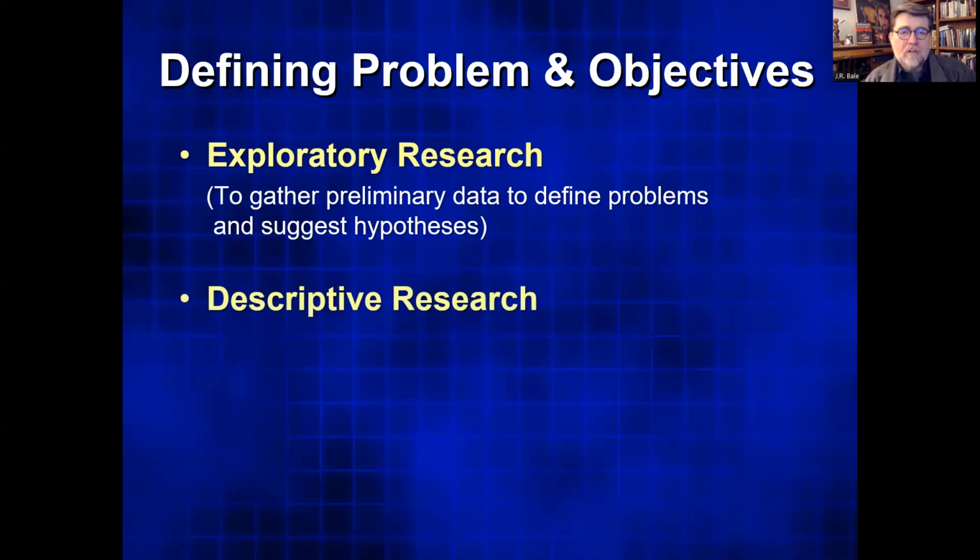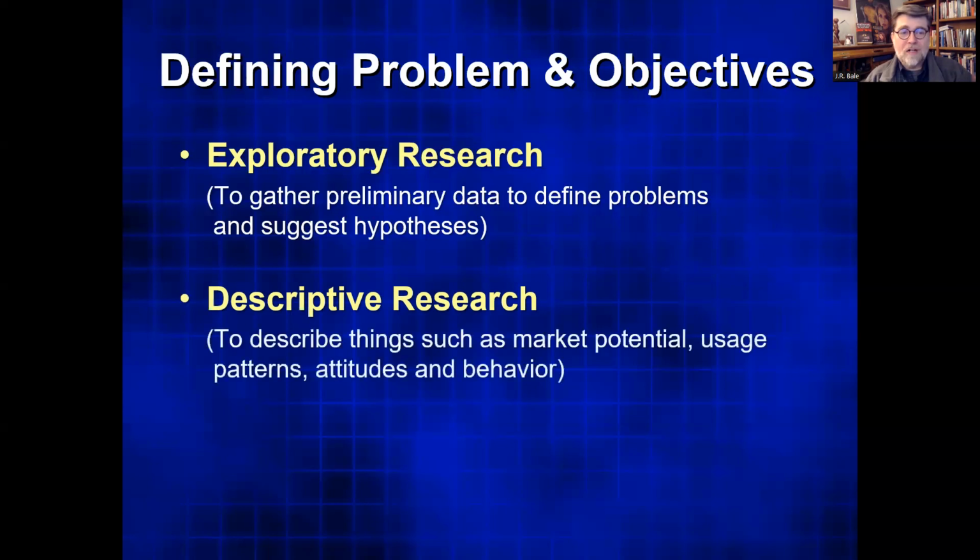The next category would be descriptive research. And this is, as you might say, to describe things such as the market potential or usage patterns or attitudes and behaviors towards certain products or a specific product. And this requires a little bit more regimented and a little bit more fastidious approach. Essentially, what you're trying to do is describe what the situation currently is in regard to your market.